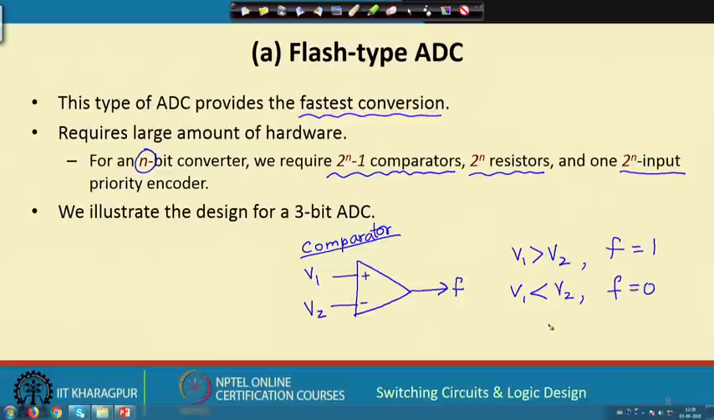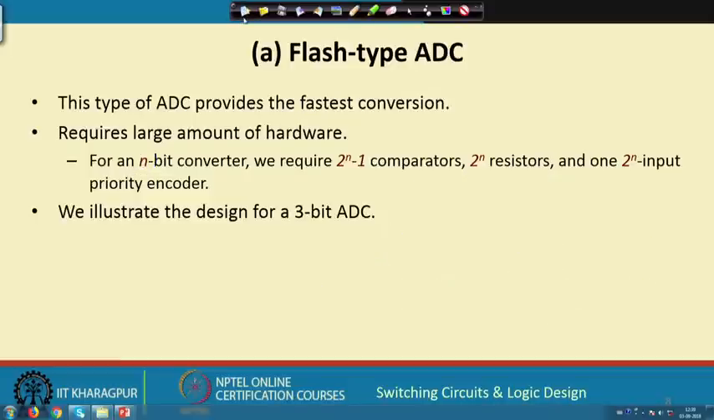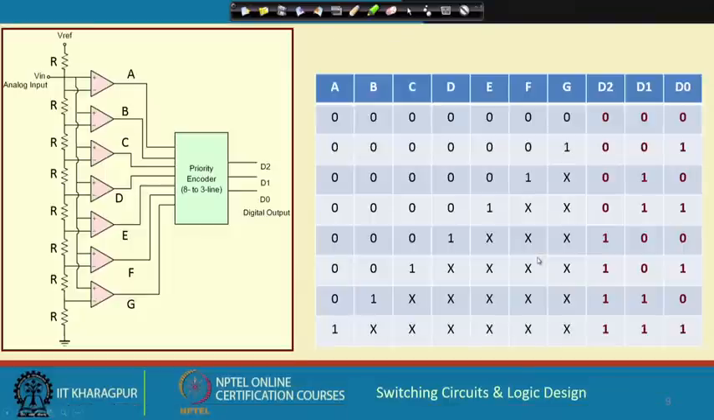And the priority encoder you have already seen earlier. What is a priority encoder? Let us see how these things can fit in place to create an AD converter. On the left hand side, let us look at the design of a 3-bit AD converter.